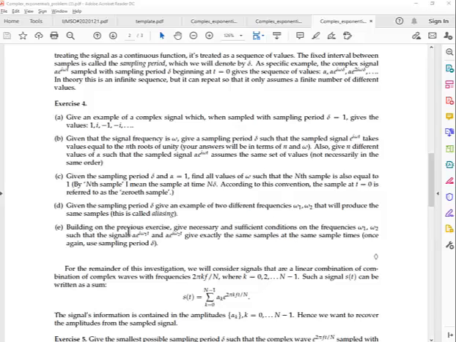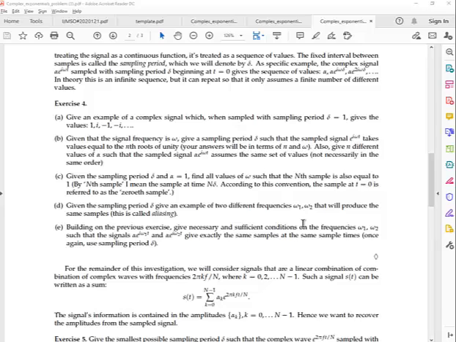All right, so building on the previous exercise, give necessary and sufficient conditions on the frequencies omega 1 and omega 2, such that the signals e to the i omega 1 t and e to the i omega 2 t give exactly the same samples at the same sample times. Once again, use sampling period delta.